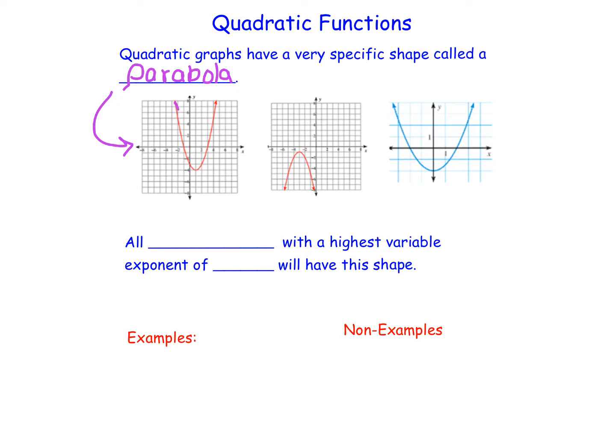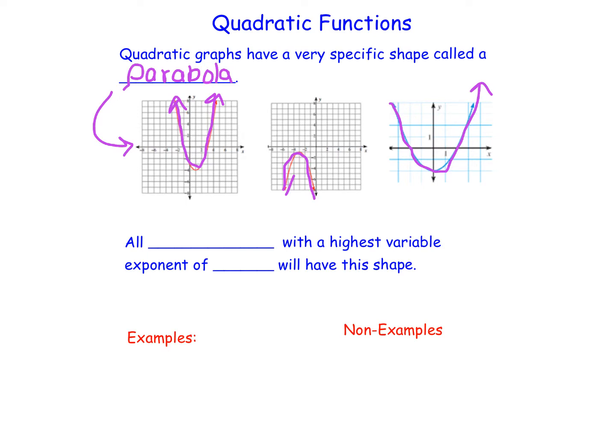What you notice here is you have a very symmetrical U-looking shape. Sometimes it faces up, sometimes it faces down, and they can be positioned around different areas of the coordinate plane, but a quadratic will always have this parabola shape. So that's the shape we're going to expect to see in all of the graphs that we make.